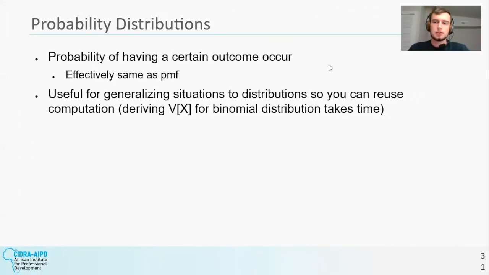All right, so now we're going to start going into kind of review, closing out sort of thing. So probability distributions, they're attached to random variables, and they're just a way of representing what the outcomes look like, the probability of having a certain outcome occur, very similar to a PMF.